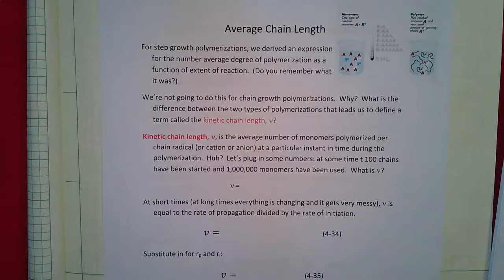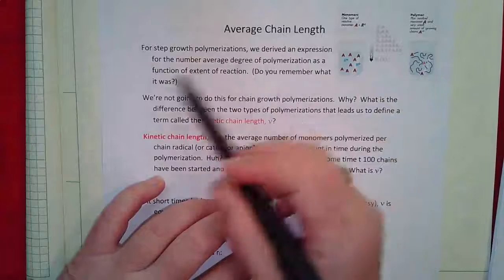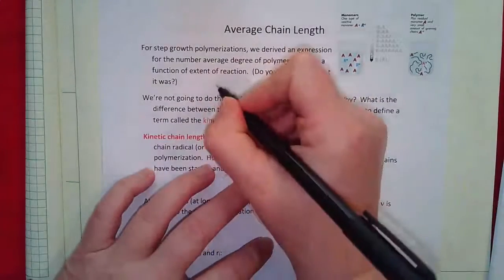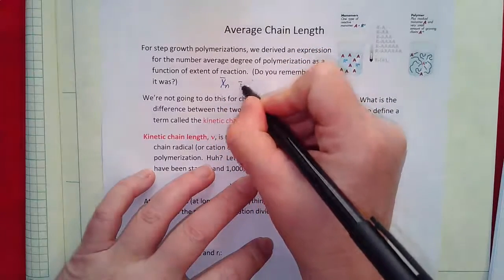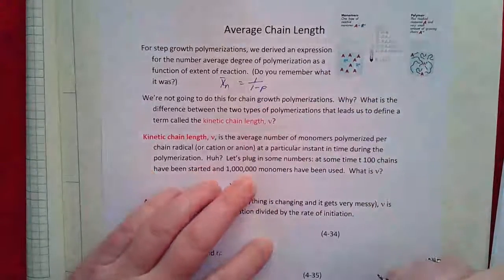We did this for step growth polymerizations, and all we needed was the extent of reaction. So we derived an expression for the number average degree of polymerization as a function of extent of reaction, and you might not remember, but it's just the number average degree of polymerization equals 1 over 1 minus p, and p is the extent of reaction.